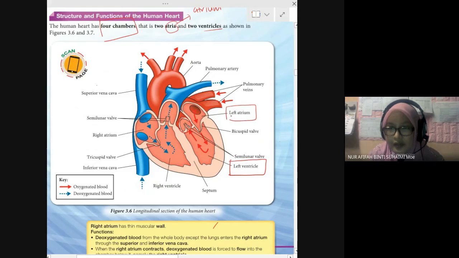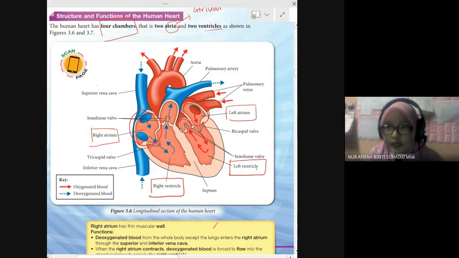Left atrium. Atrium is the upper part. And the below part of the left side of your heart is the ventricle. Bahagian bawah. Okay. Next, at the right side, we have the right atrium, and the bottom part is the right ventricle.